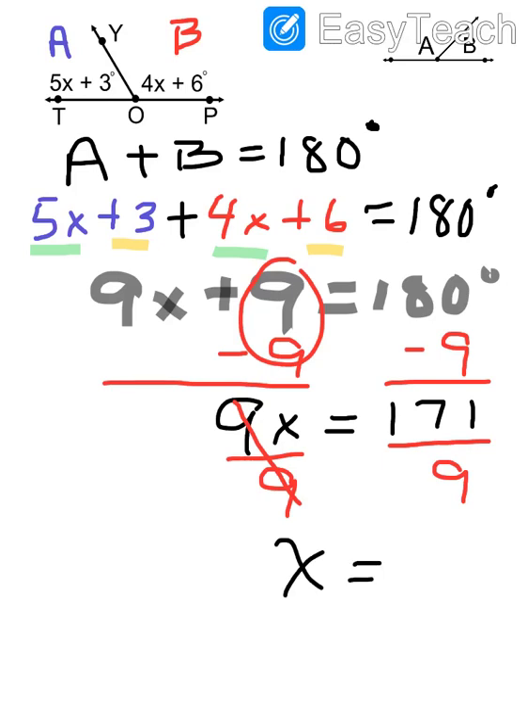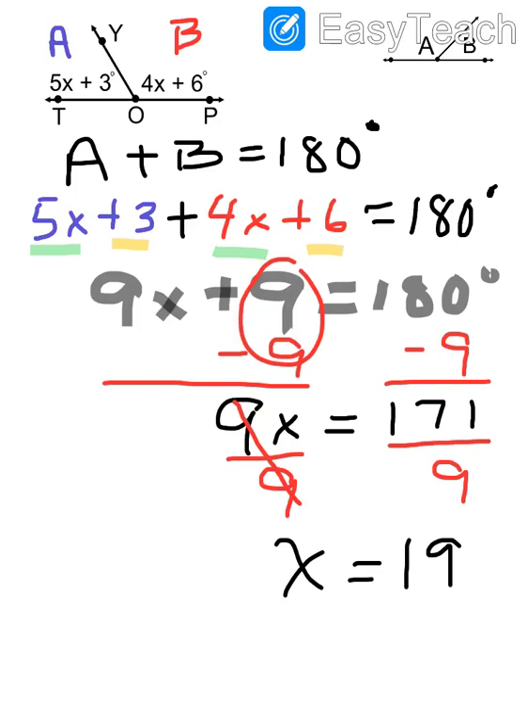And 171 divided by 9, let's see, it cannot be 2, so 1, and then 81, 19. X is 19 in order for this to work, but we still have to check it. What we're going to do is do each piece separately, just to make sure that we did the right thing.